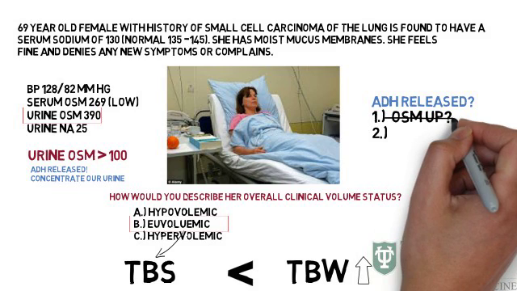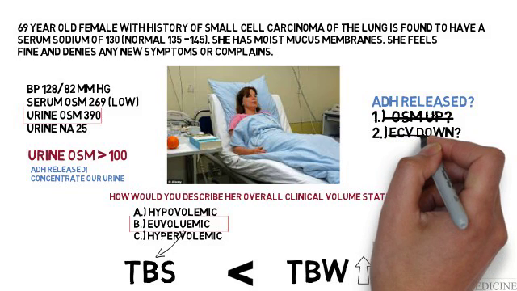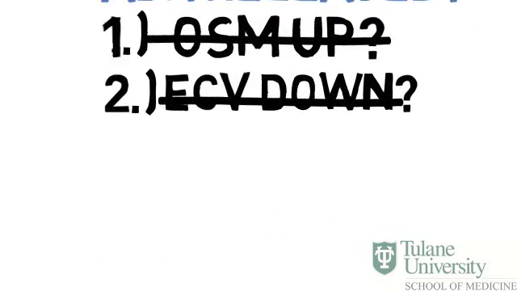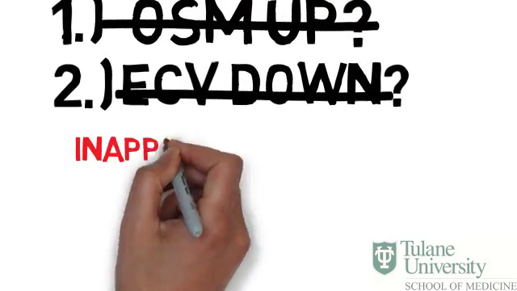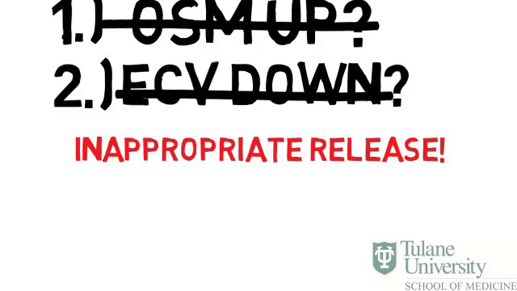Nope. So we realize that's not the cause of ADH release. Secondly, we want to check on her effective circulatory volume. Is it decreased? In this case, it is not. She has normal blood pressure, moist mucous membranes, and no signs that she's hypovolemic. So in this case, her release of ADH is inappropriate.